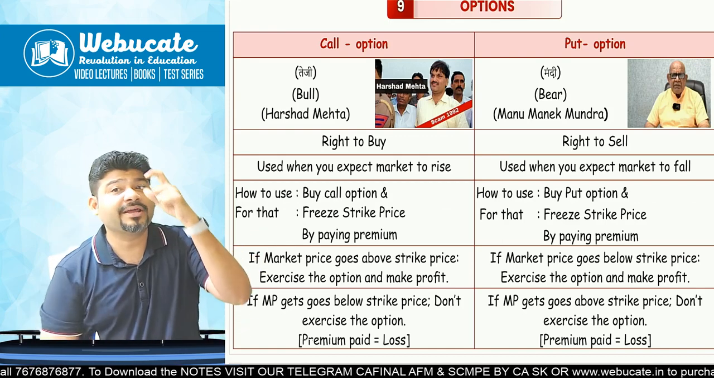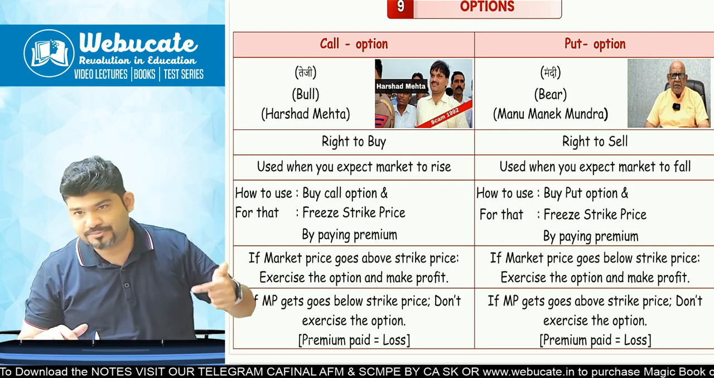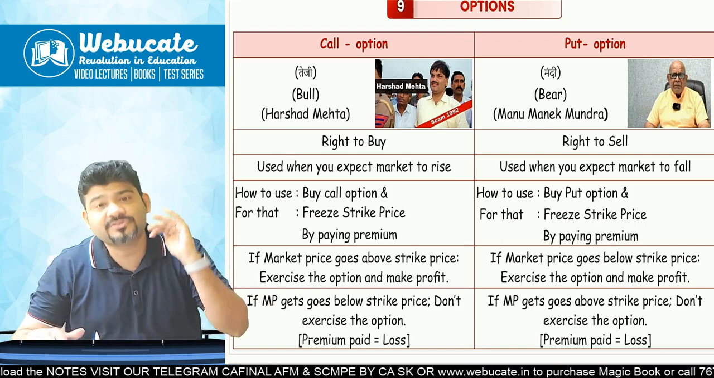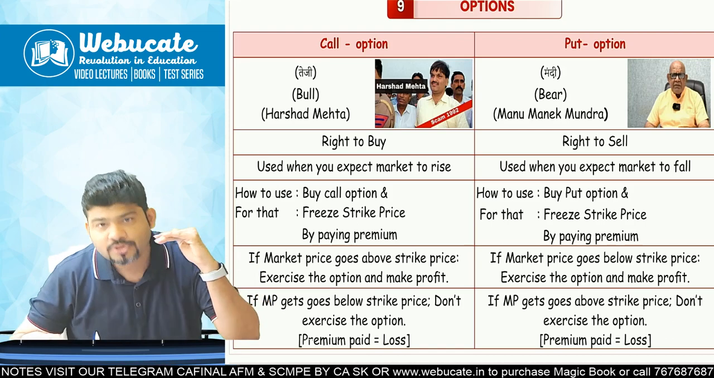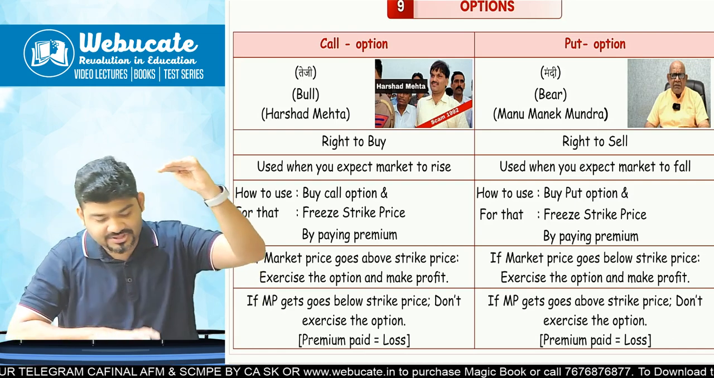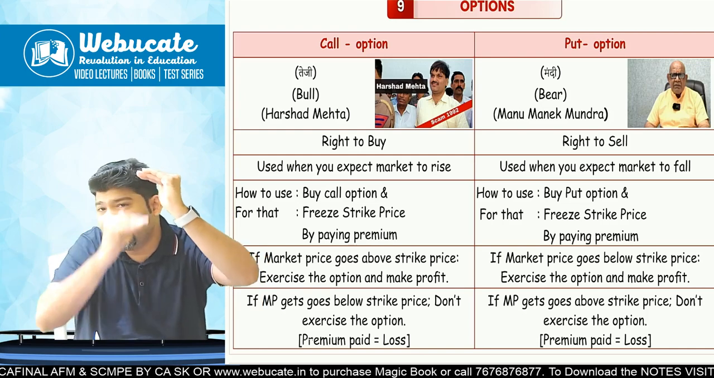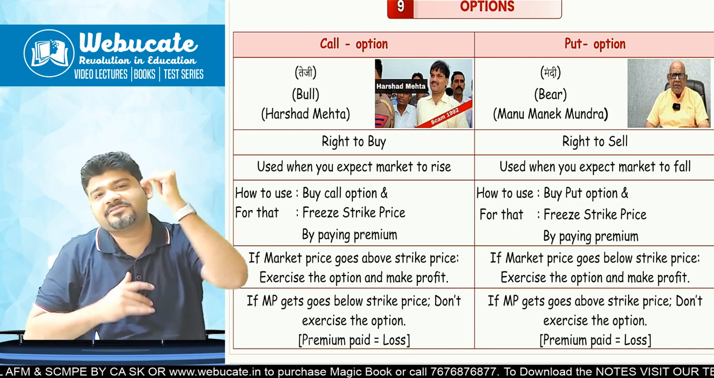If you are expecting the market to go down, then you will take the put option. What is a put option? It gives you a right to sell. So suppose if the market is here and you have freezed your price at 1000 and the market goes down, the difference will be your profit.